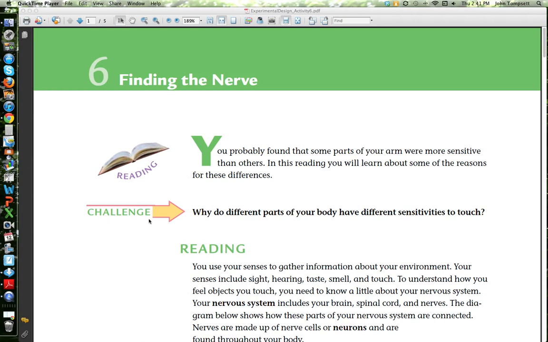Here's the challenge again. Make sure that you write the word challenge next to the problem that you're identifying in the activity. So the challenge, at least as it's stated here: why do different parts of your body have different sensitivities to touch?